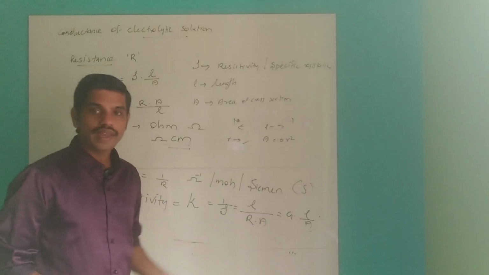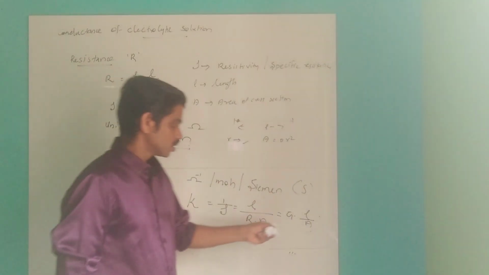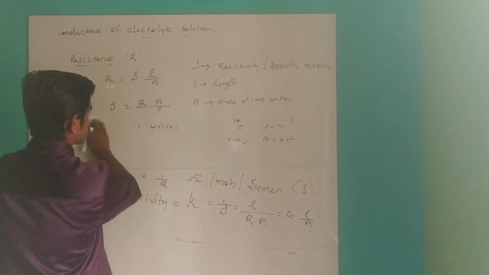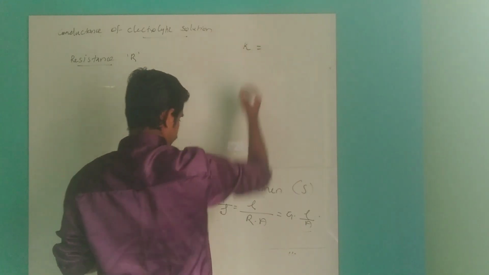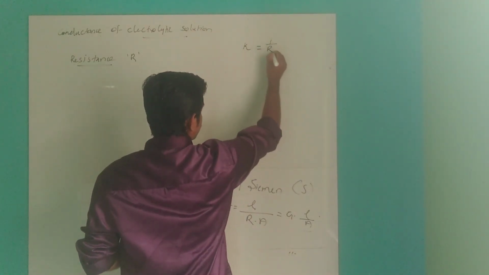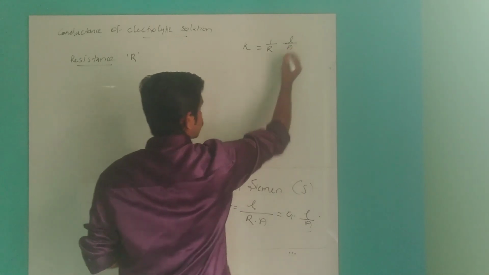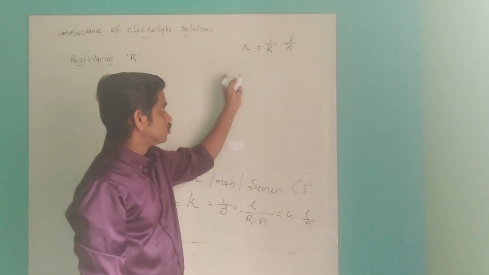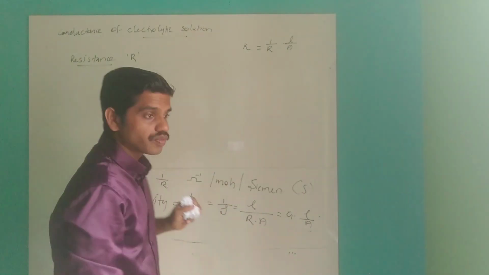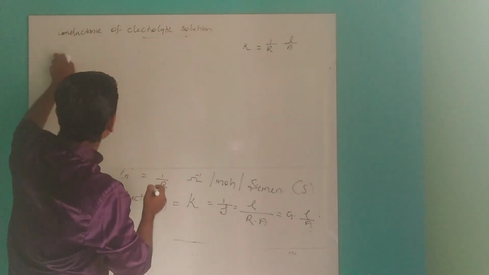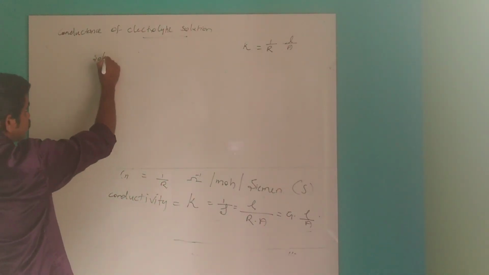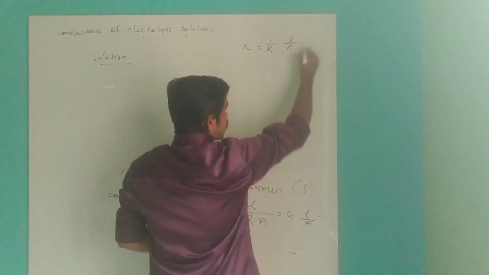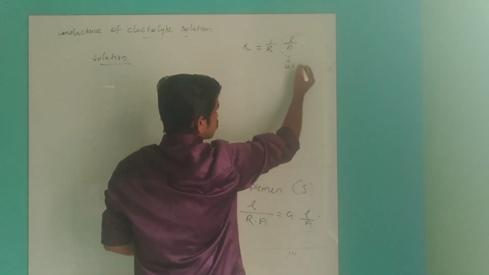This equation we need: conductivity is equal to G into L by A. So K is equal to 1 by R into L by A, right? In the case of an electrolytic conductor, in the case of a solution, L by A is called the cell constant.